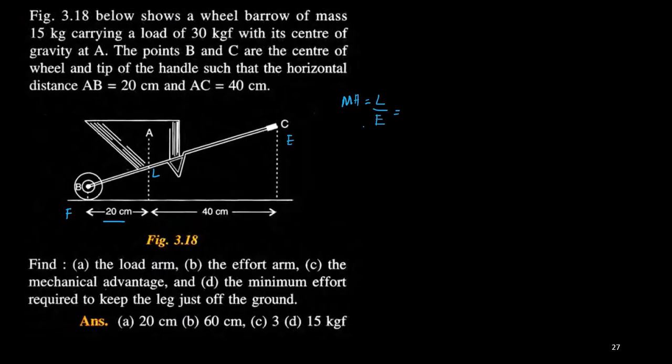That should be equal to how much? Effort arm, means Fe divided by Fl. Fe is how much? 40 plus 20, 60. Here Fl is how much? 20. That is the mechanical advantage.